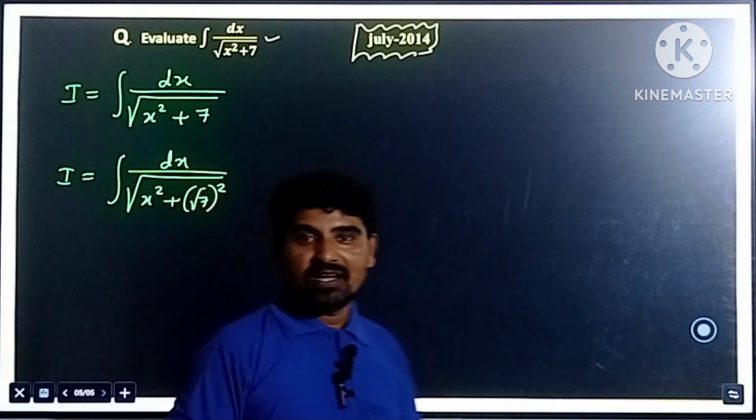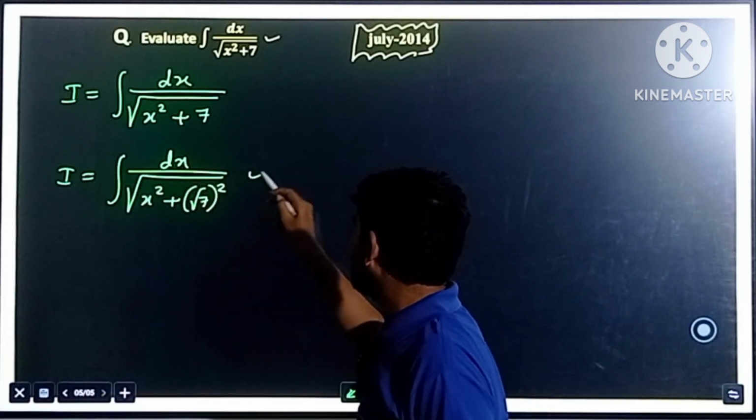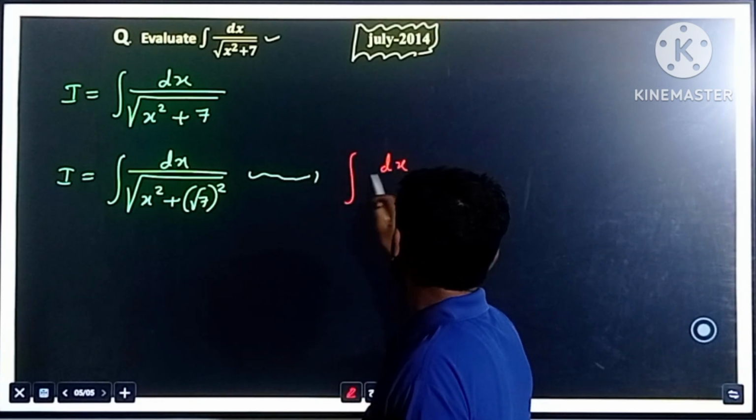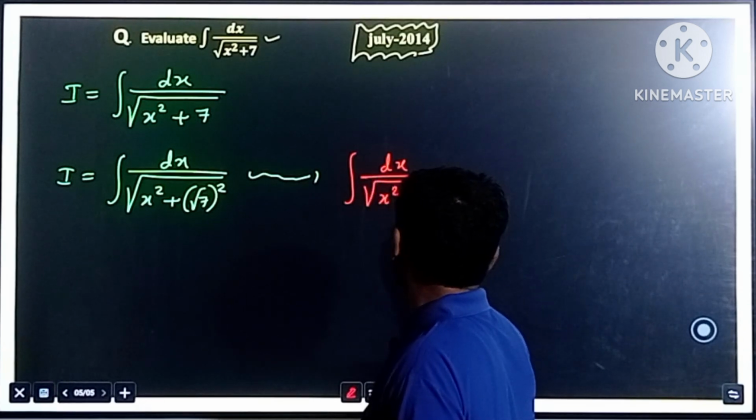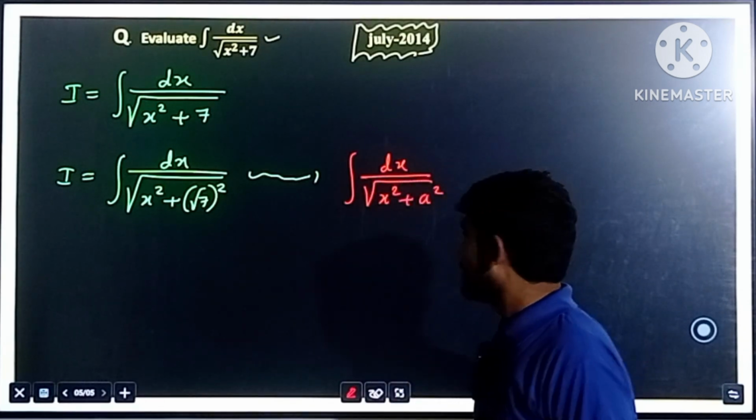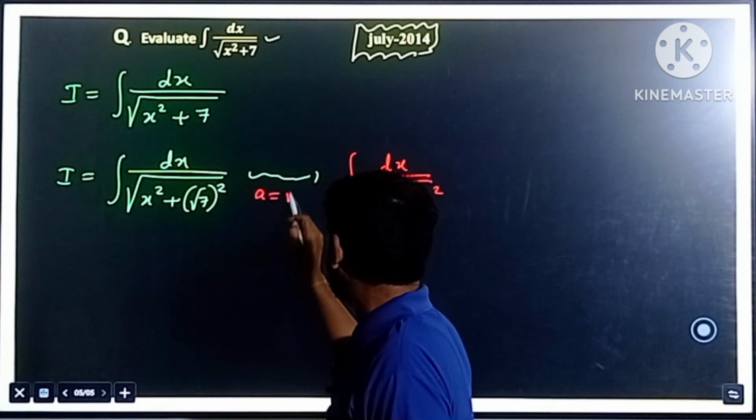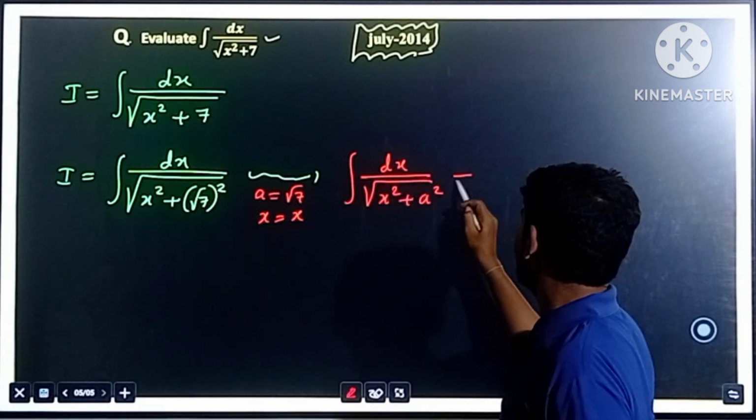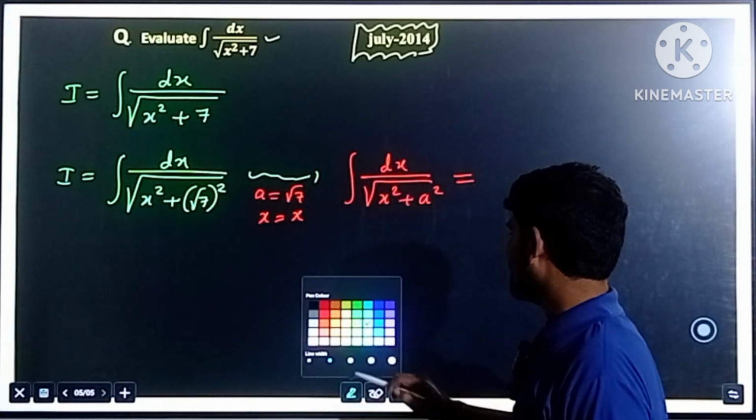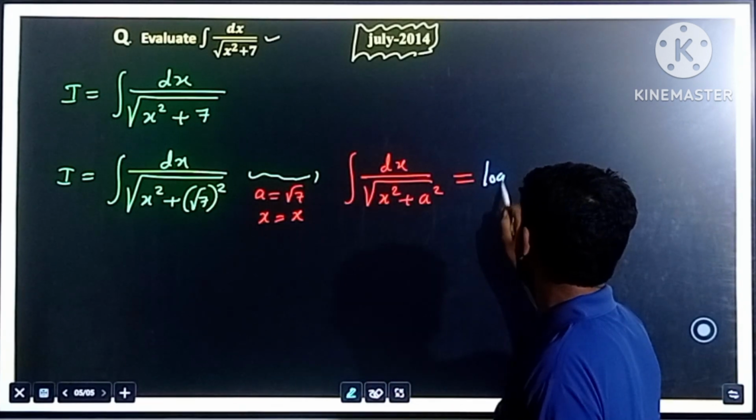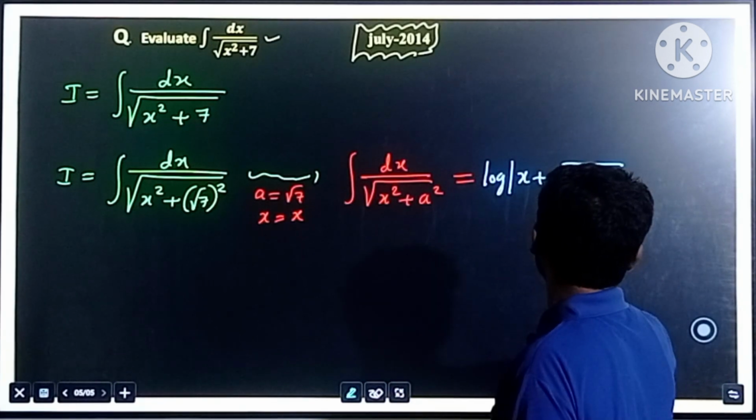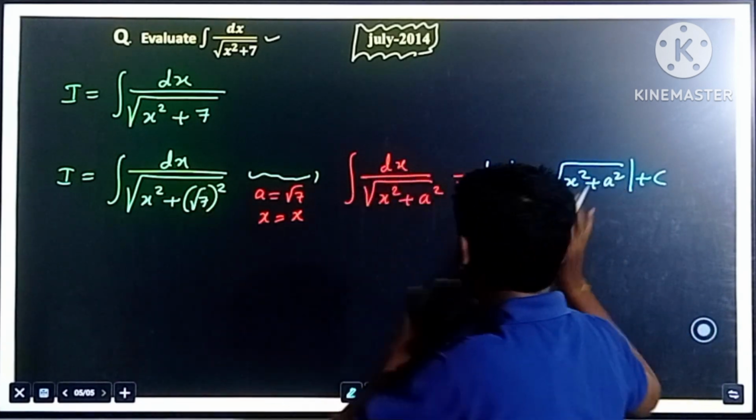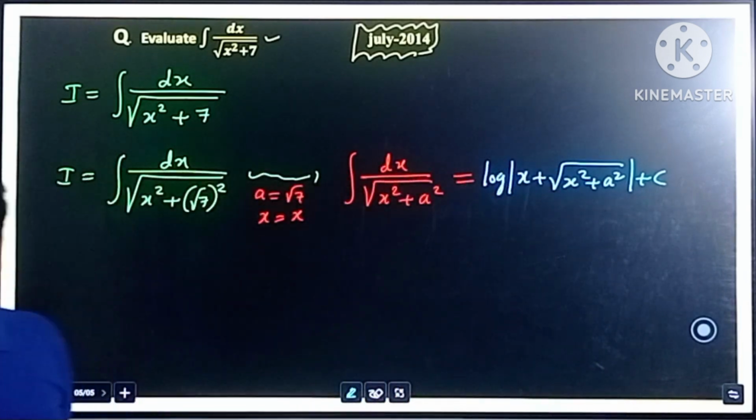I hope all of you understand it. And we have one of the particular functions in this form, that is integration of dx divided by square root of x square plus a square, where a is root 7 and x is itself x. And we know the formula, integration of dx divided by square root of x square plus a square is equal to log of x plus square root of x square plus a square plus c. Just substitute the value of a in this formula, which is the required answer for this given integration problem.